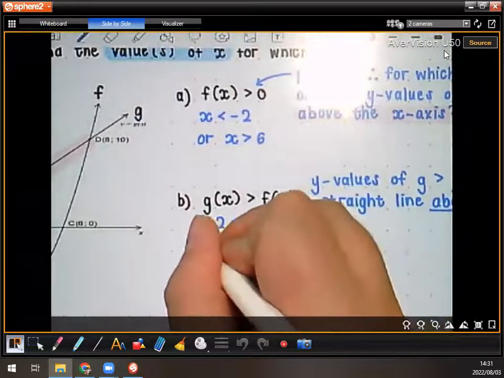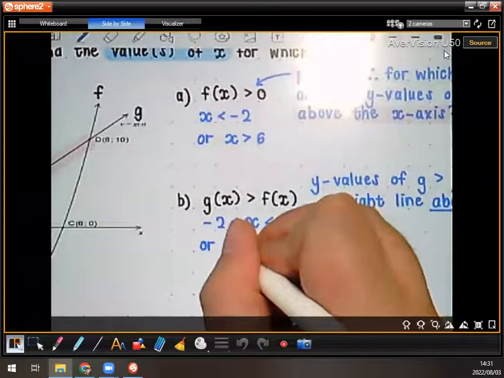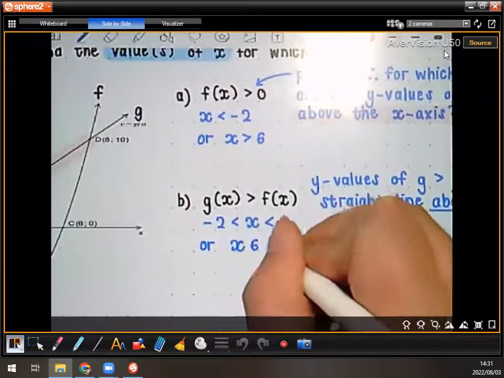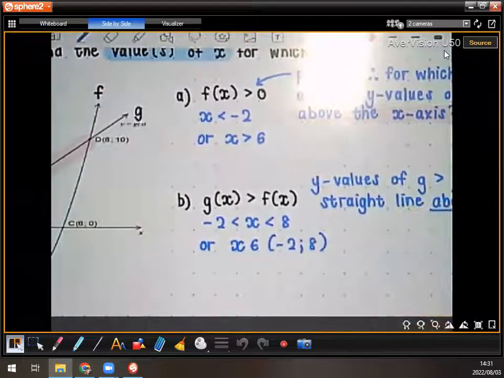Now, if you want to write it in interval notation rather, you can say x is an element of negative 2 to 8. And we would use round brackets so that we don't include those values.